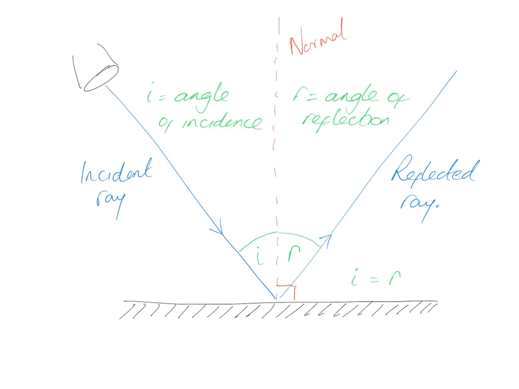So for example, were we to change the angle of incidence by changing the angle of the incident ray, like this, then that would affect the angle of reflection, like this. Okay, so again, I would be equal to R. And indeed, the fact that those two angles are always equal is what we call the law of reflection.